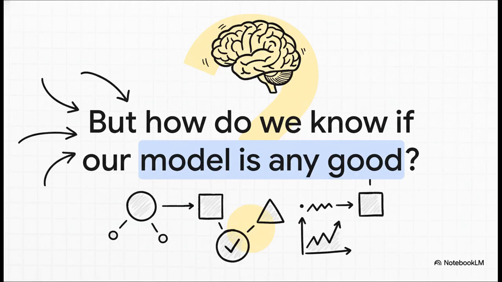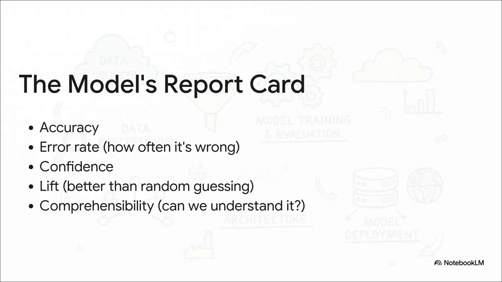Which, of course, leads us to the biggest question of all. We've built this thing, it seems smart, but is it reliable? Is it accurate? I mean, how do we really know if it's any good at its job? Well, we give it a report card. We check for a few key things. We measure its accuracy, how often it's right, and its error rate, how often it's wrong. We look at its confidence, and then we check its lift, which is a really cool way of asking, is this thing actually better than just random guessing?